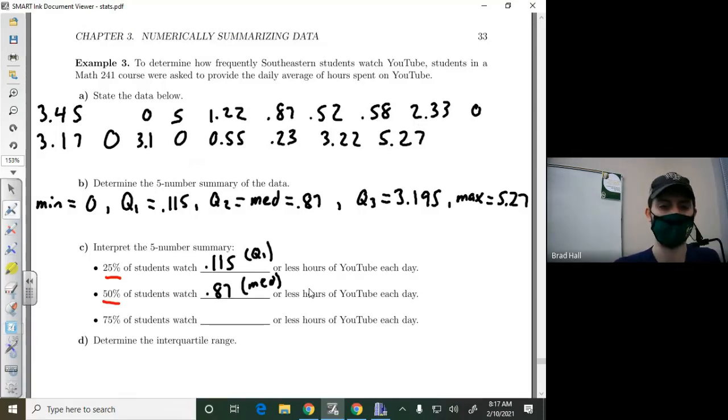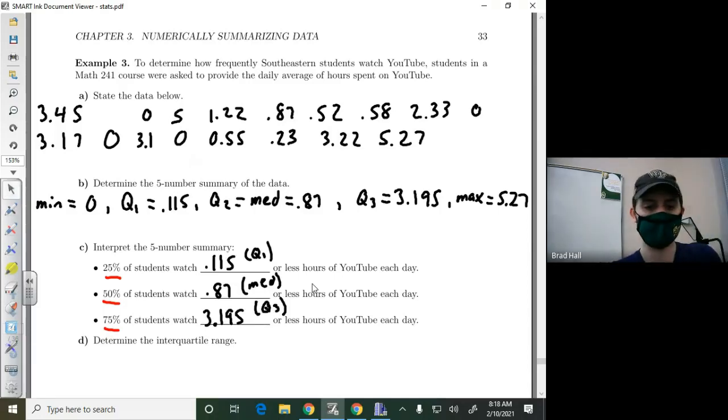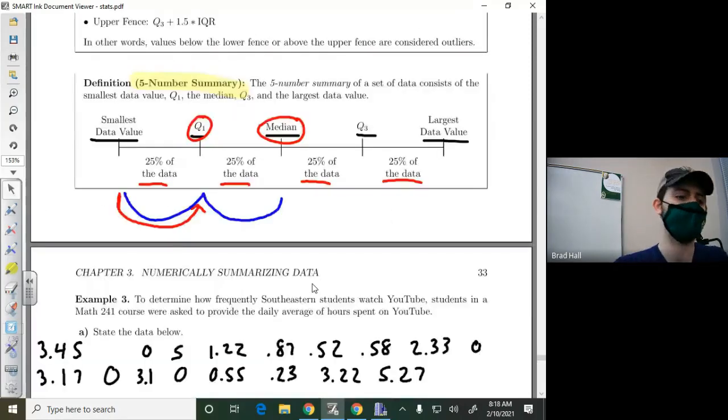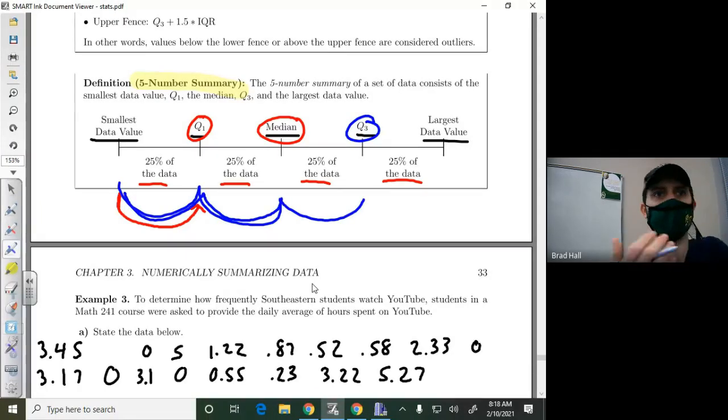And then 75%, I think you can see the pattern here. 75% watch blank or less hours on YouTube. That's Q3, the 3.195. And the reason why, for Q3, how many are less than that? 1, 2, 3. That's 25, 25, and 25, 75 in total.